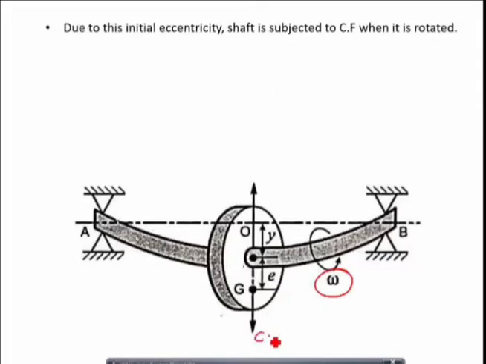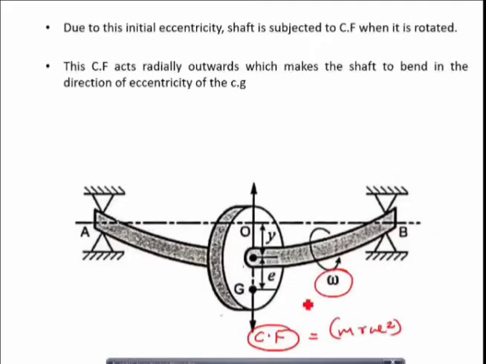Let us say that this is the centrifugal force, CF, and you know that centrifugal force is m r omega square, which is the general formula. Due to this initial eccentricity or eccentric mounting, the shaft is subjected to the centrifugal force, or you can also call it the unbalanced force, when it is rotating. This centrifugal force acts radially outwards away from the CG of the rotor, and this unbalanced force makes the shaft bend in the direction of eccentricity of the CG.